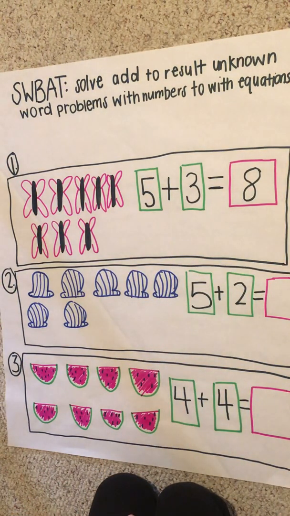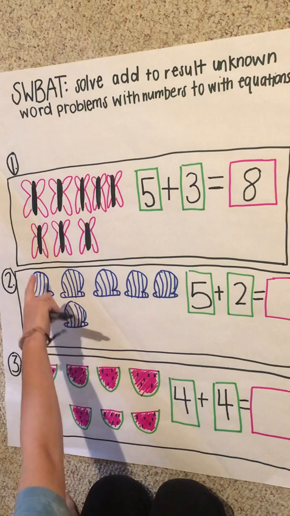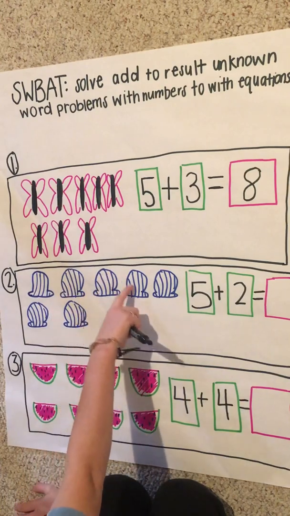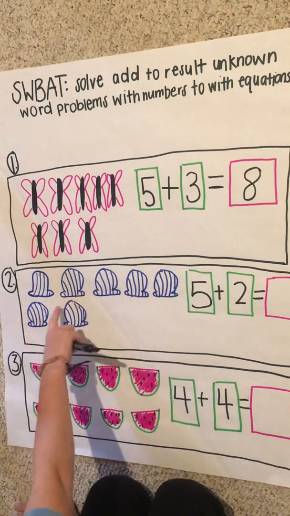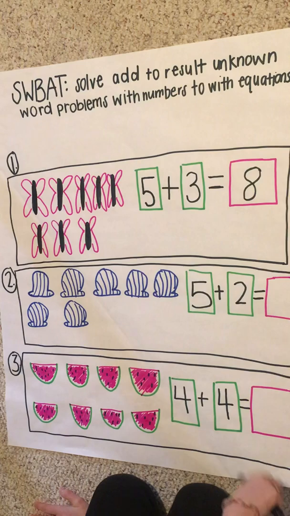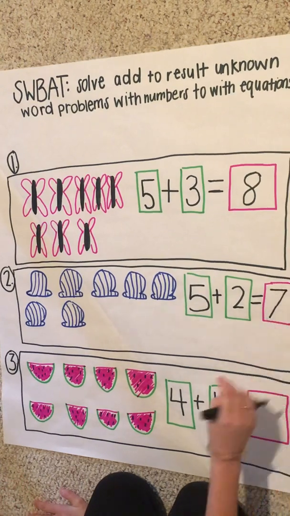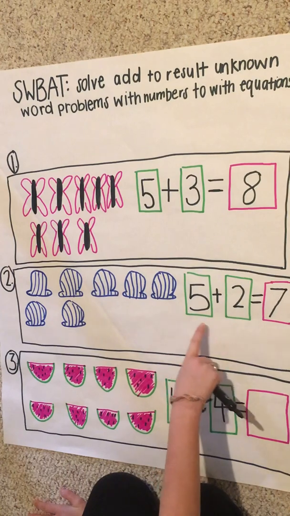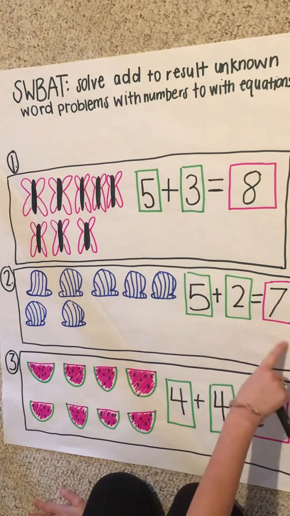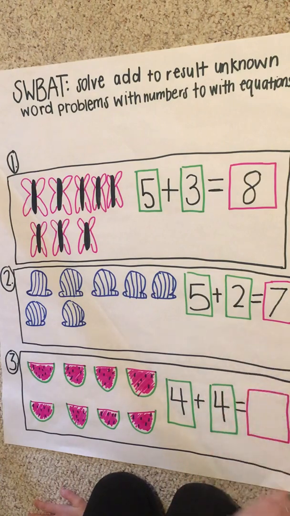Next, let's see what we did for our shell problem. Let's count. Let's see how many we had all together to see if we are right. 1, 2, 3, 4, 5, 6, 7. We had 7 shells all together. So if you answered 7 for this problem, you're right. Awesome job. So repeat after me. 5 plus 2 equals 7, or 5 and 2 equals 7.